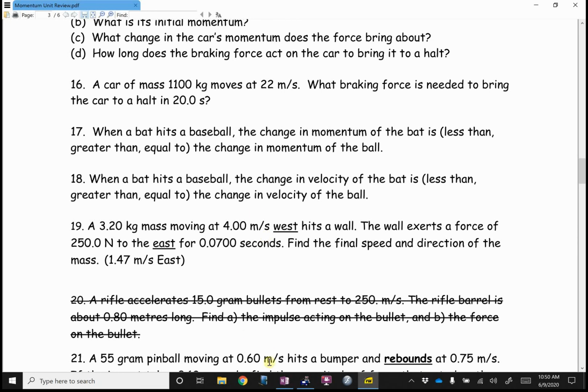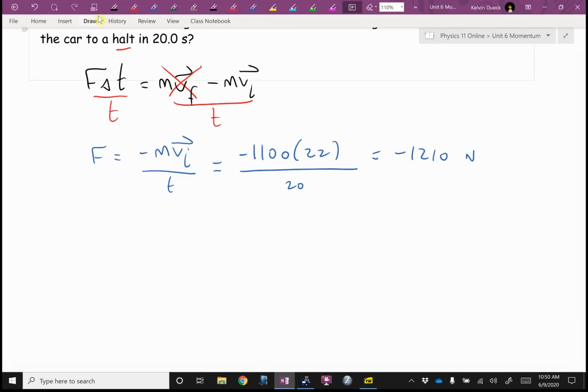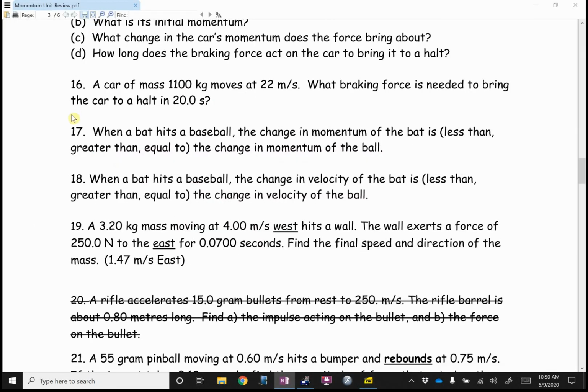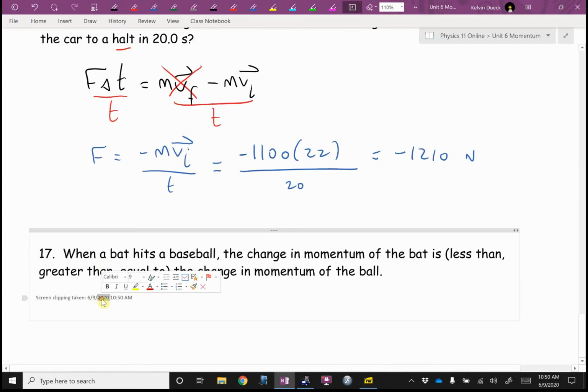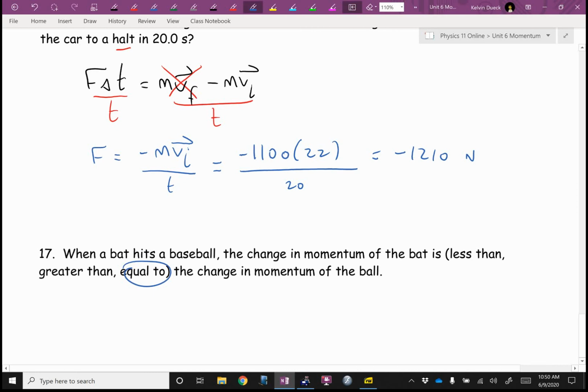Number 17. When a bat hits a baseball, the change in momentum is, you know what? It's equal to, because momentum is conserved. Whatever momentum the bat loses, the baseball gains.